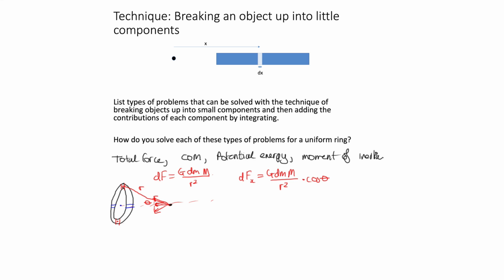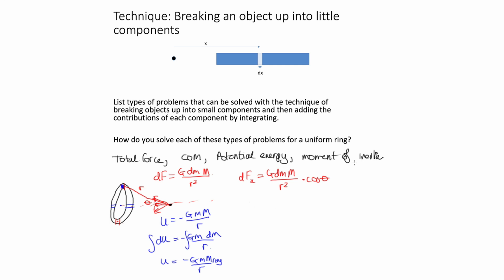For potential energy, that's kind of similar to force, but we don't need to worry about the vectors because it's not a vector. So because U = -G m/r, we again break it up into little components. So dU, due to just one of these components here, is equal to -G m dm / r, where this is m, and then we'll just want to integrate these, and we end up with U = -G m times the mass of the ring / r.